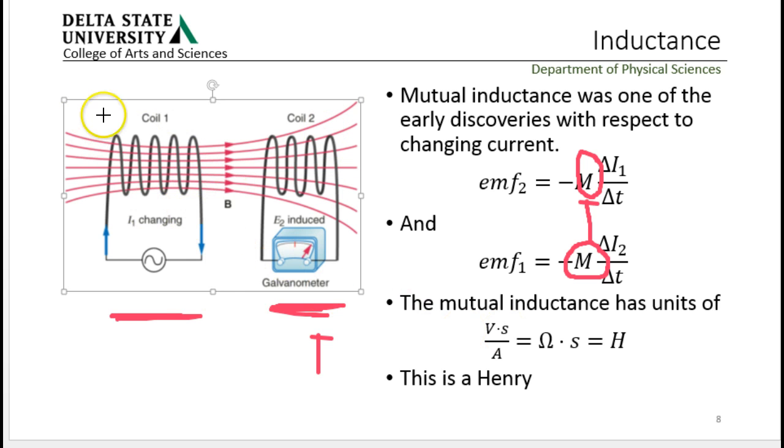We call that the mutual inductance, and it has units of volt seconds divided by amps. So a volt divided by an amp is just an ohm, so it has units of ohm seconds. We call an ohm second a Henry.